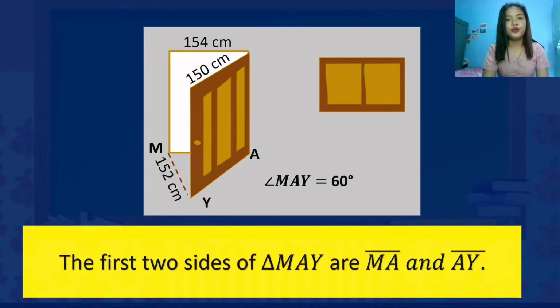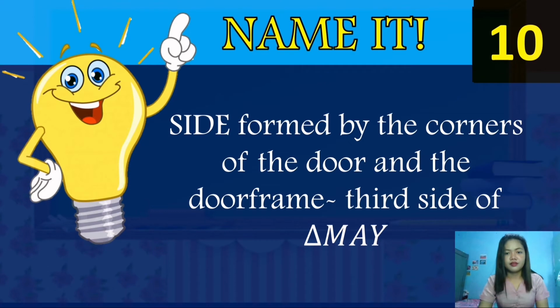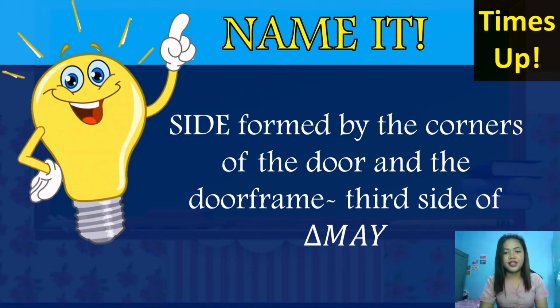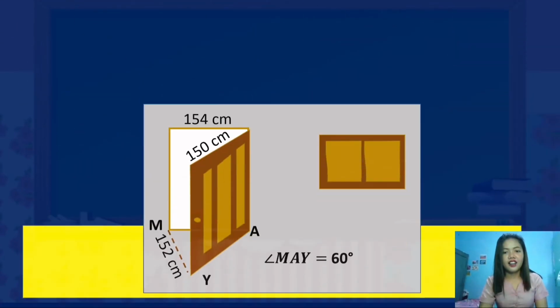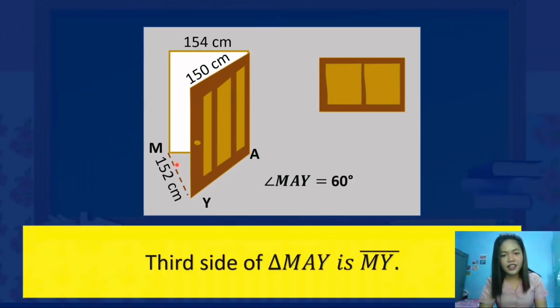Now let me give you a more thrilling question. What is the side formed by the corners of the door and the door frame, which is the third side of triangle May? Time's up. It's side MY. Bravo. So you have it. We have MY, which measures 152 centimeters. Let's have some more.